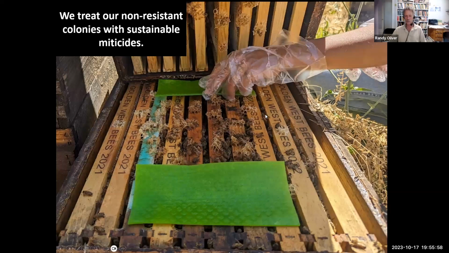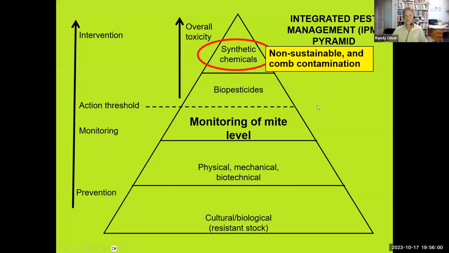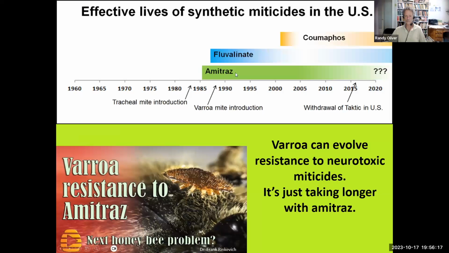So we still do need to treat. So I still focus on those. Most countries just jumped all these steps and went straight to the synthetic chemicals. But they're non-sustainable and they cause comb contamination because they're all lipid soluble. They all dissolve into the beeswax, where the natural treatments tend not to dissolve in the beeswax.